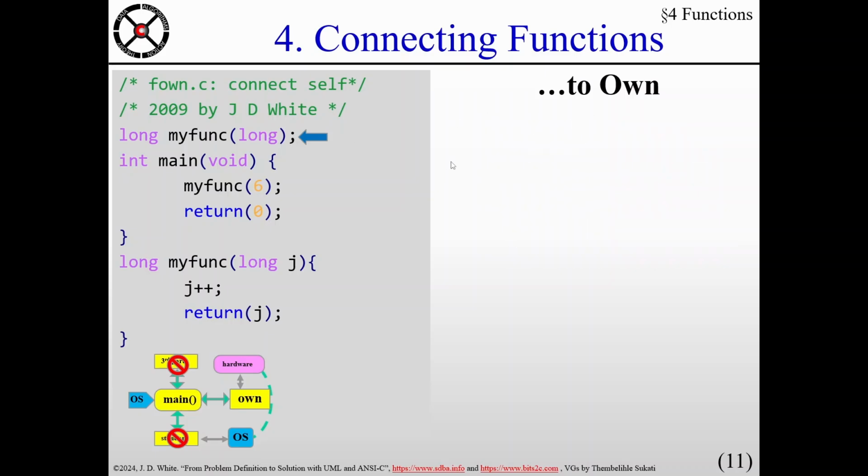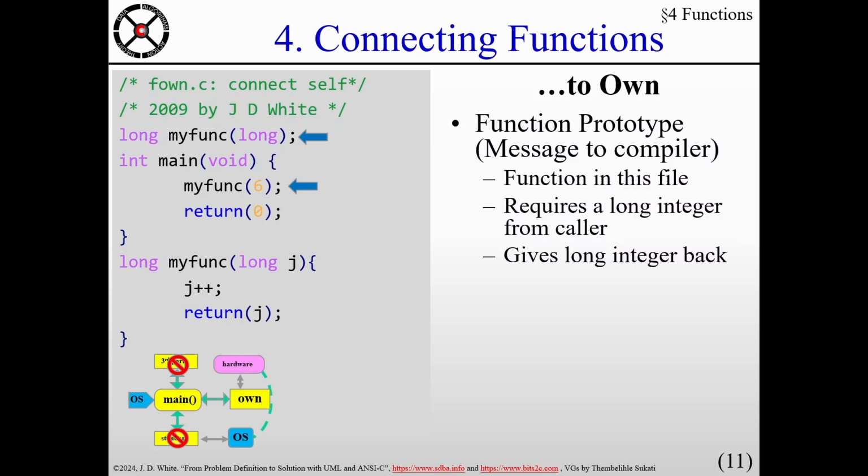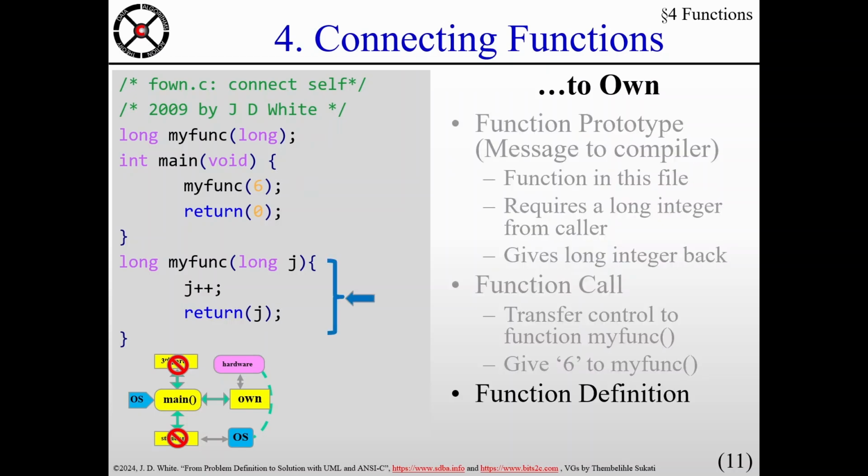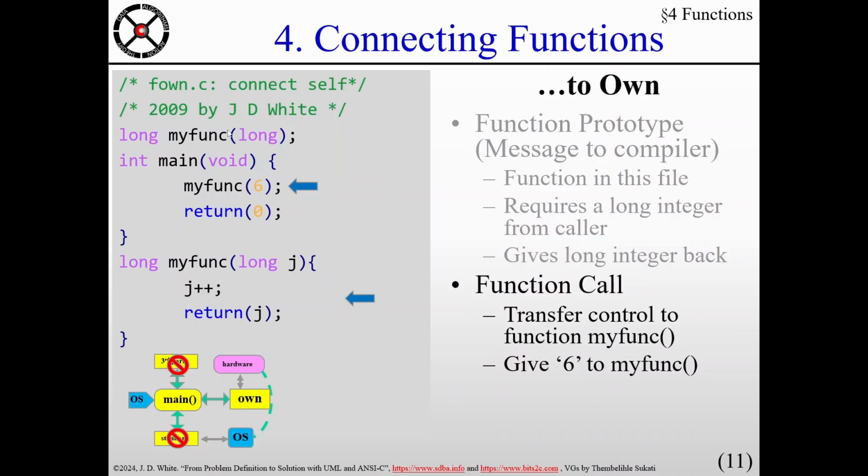Next comes the calling statement right here. The calling statement to myfunc in the main program. So main comes, it calls the function. In this case, it says transfer control to function myfunc. This is the call statement. Give myfunc the value 6. So I give 6 and I come into my function call.